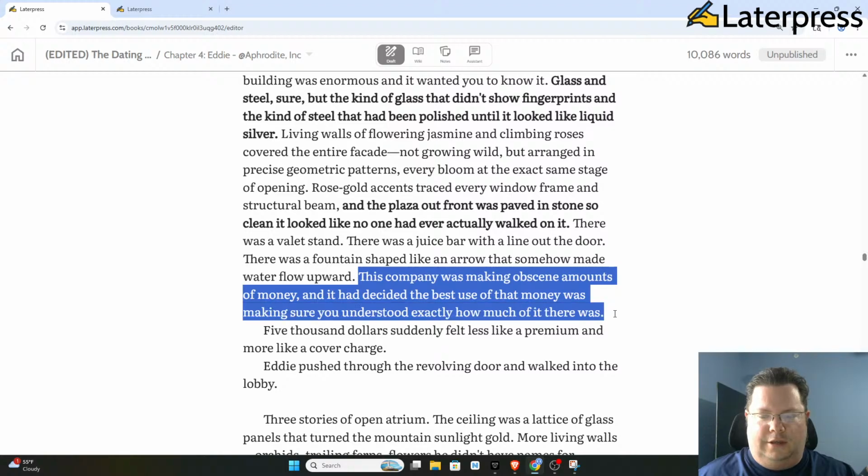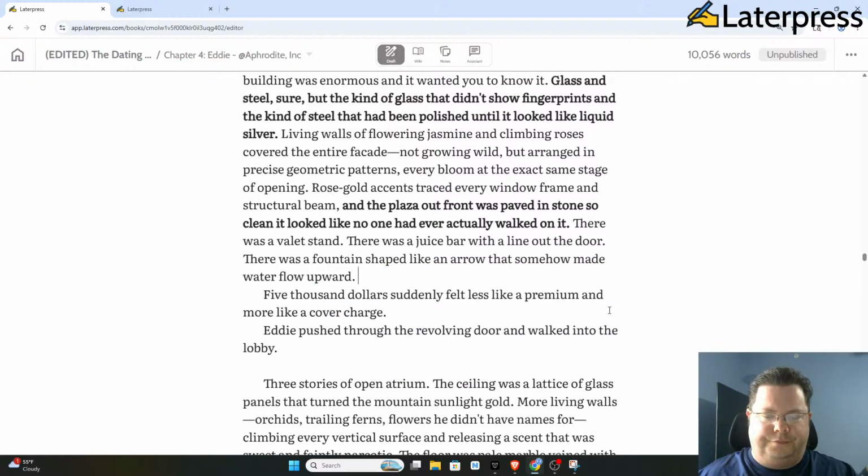Again, I think we can establish that this company is rolling in the dough without being so overt about it. I might leave this line here too, especially because it's here.